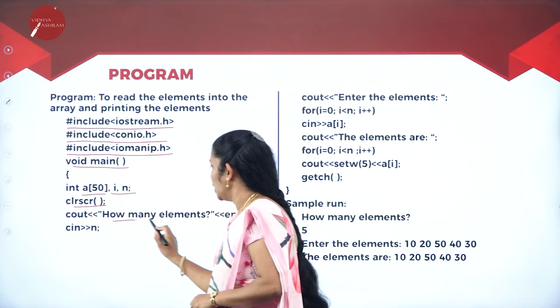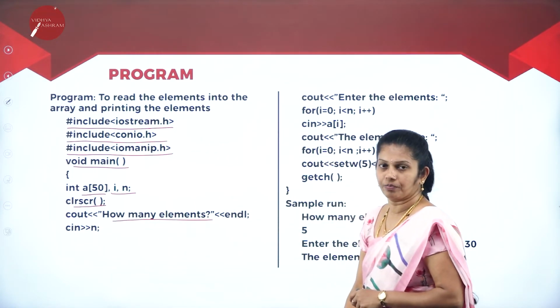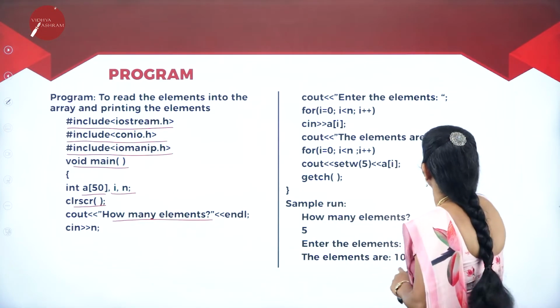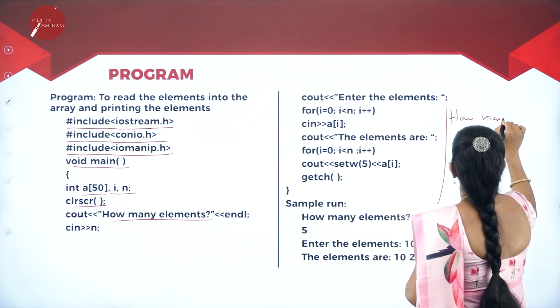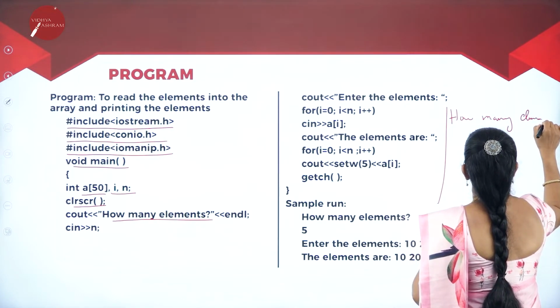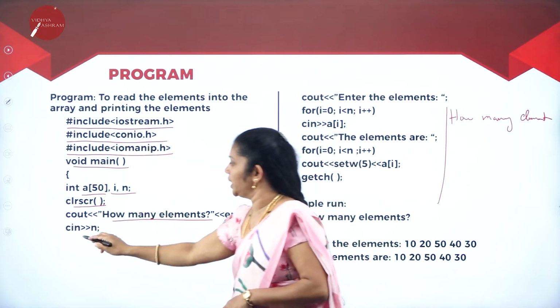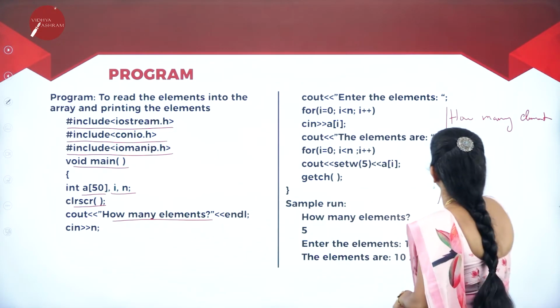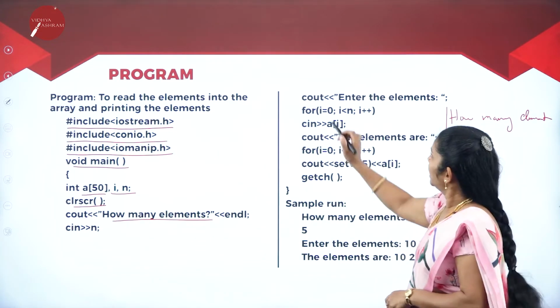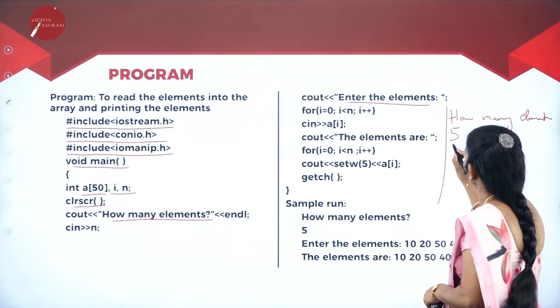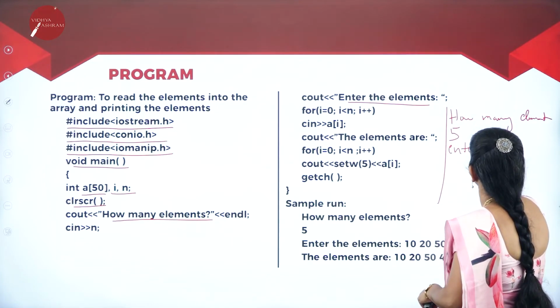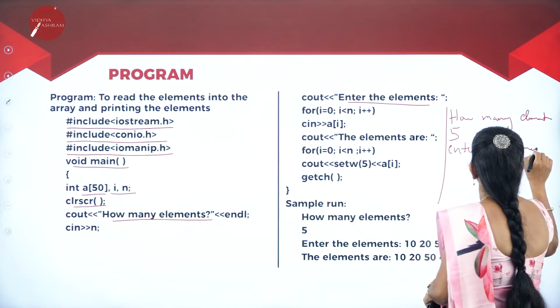In the output screen, how many elements do you want to input? In the output screen, what exactly will it display first? How many elements? Then, for example, cin extraction operator n. For example, here I am going to give 5. Then what has to be printed next? cout, enter the elements. In the output screen, enter the elements.